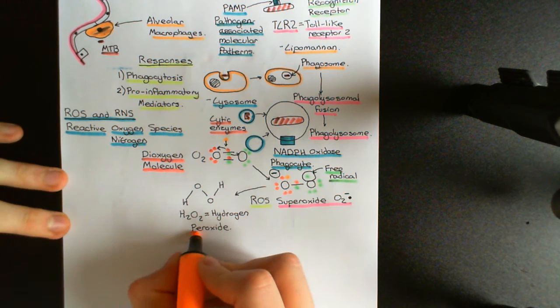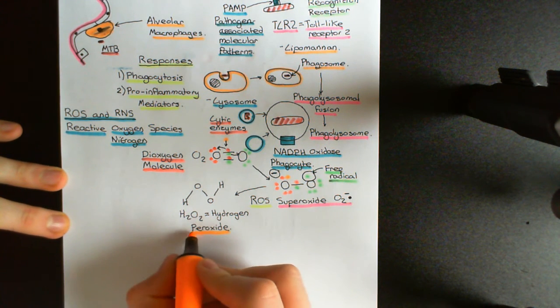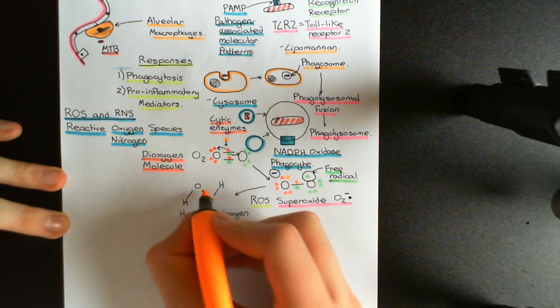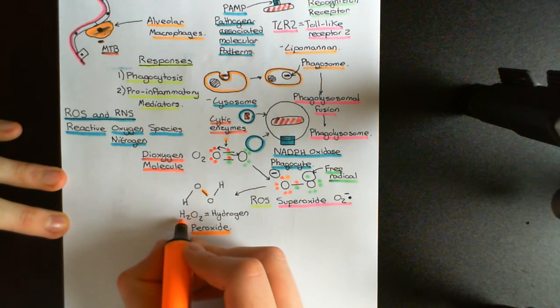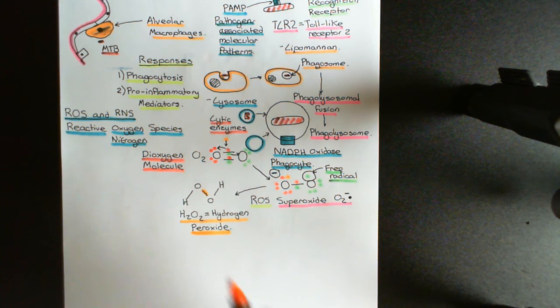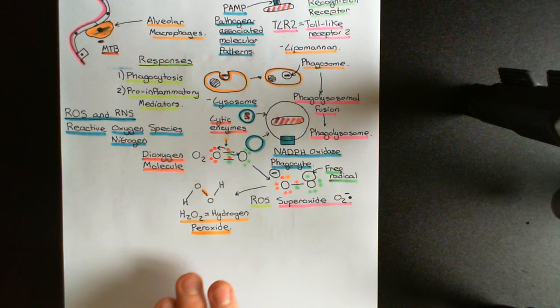And just for a bit of background knowledge, whenever you hear the word peroxide, what it means is that the molecule has a single bond between 2 oxygens in it. Whenever you've got a single bond between 2 oxygens, that's known as a peroxide link. So this truly is hydrogen peroxide, because you've just got the basic peroxide structure and then hydrogen atoms off the side.